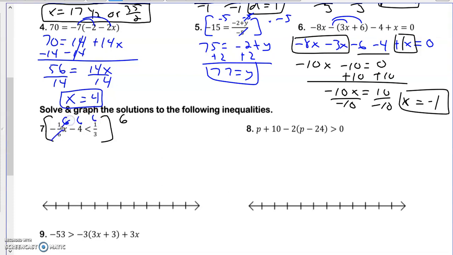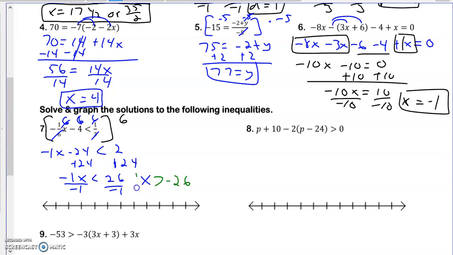So I'm going to share the 6 with each term. The 6 crosses out, and I get a negative 1x. 6 times 4 is a negative 24. The 3 goes into here twice. So now I'm going to add 24 to both sides. And when I add 24, I get a negative 1x is less than 26. I'm going to divide by negative 1, and when I divide by a negative 1, remember to switch that inequality sign, so x is greater than negative 26.